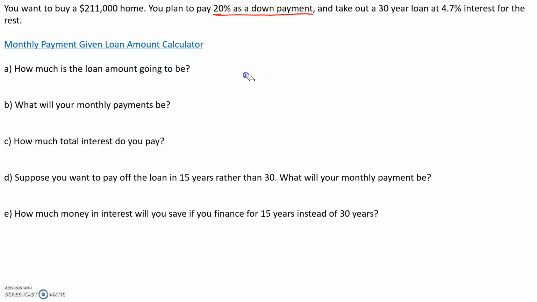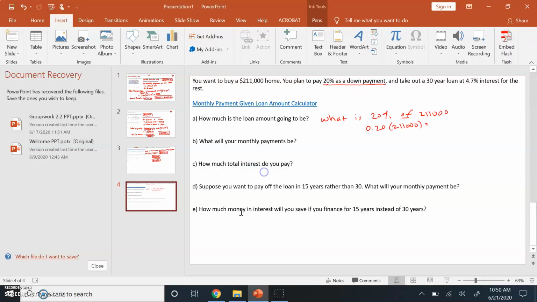So you're buying a $211,000 home, and you're putting down 20% as down payment. So you want to figure out what is 20% of $211,000. Now the word of in mathematics means multiplication, so 20% in decimal form is 0.20 times 211,000. That is going to be the down payment, not the loan amount. So let's go to a calculator and figure out what that is.